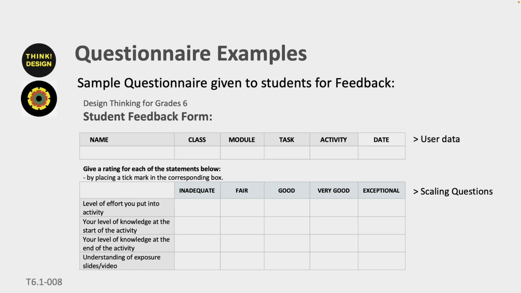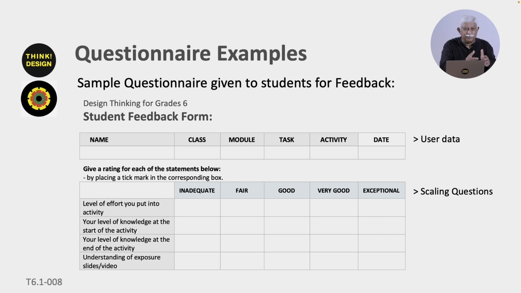I'm going back to the first question, which was the demographic data. It has user data, for example, the name, the class, the module, activity and the date, followed by a rating scale question where you can rate between different variables. Here it's from inadequate to fair to good to very good to exceptional.